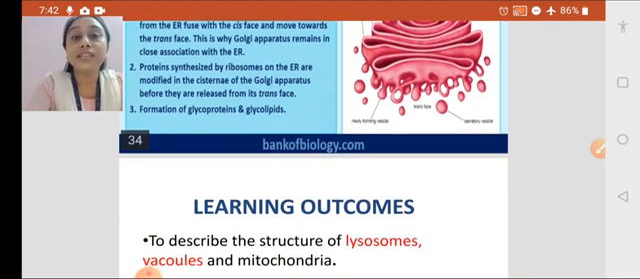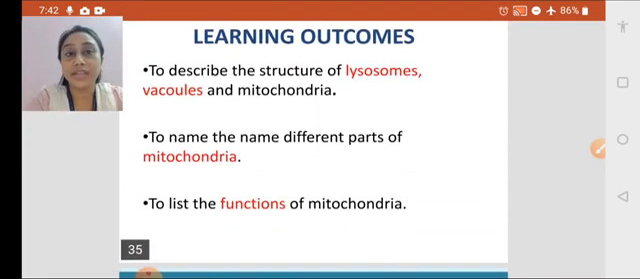So after this, what we are going to learn in today's class from the chapter. Our learning outcomes for today's class are to describe the structure of lysosomes, vacuoles and mitochondria. We are going to name the different parts of the cell organelle mitochondria. We are also going to list the functions of mitochondria. Fine. So let us get started with the topics.